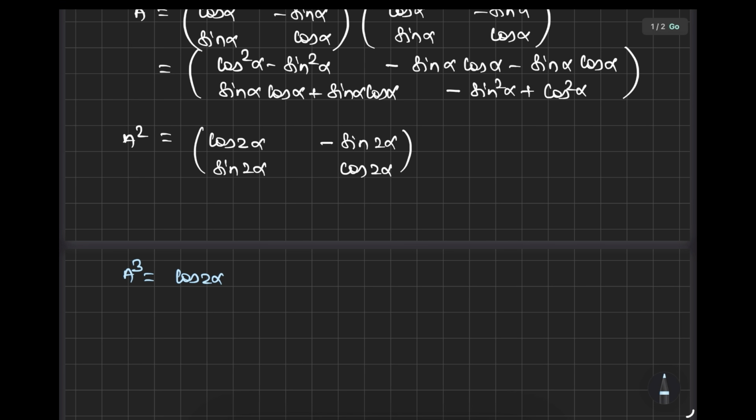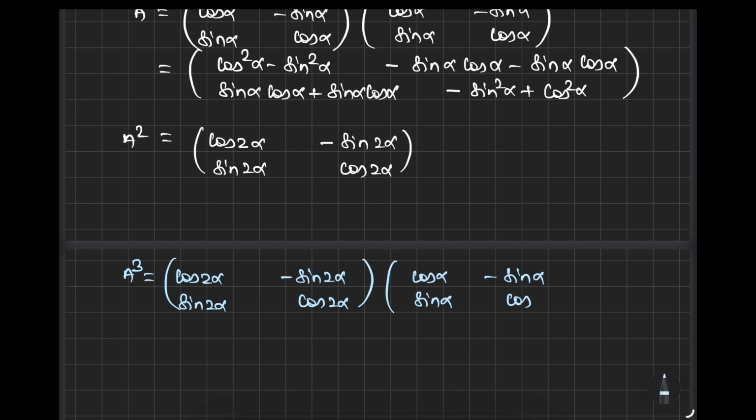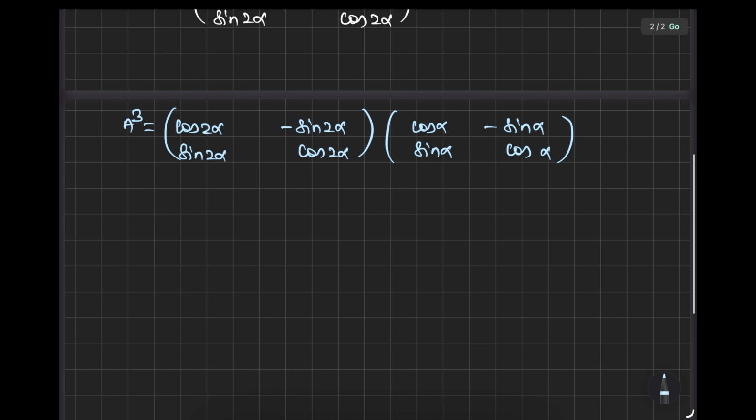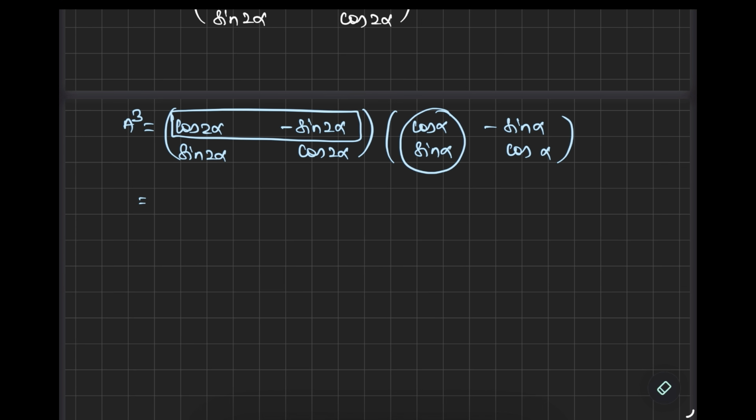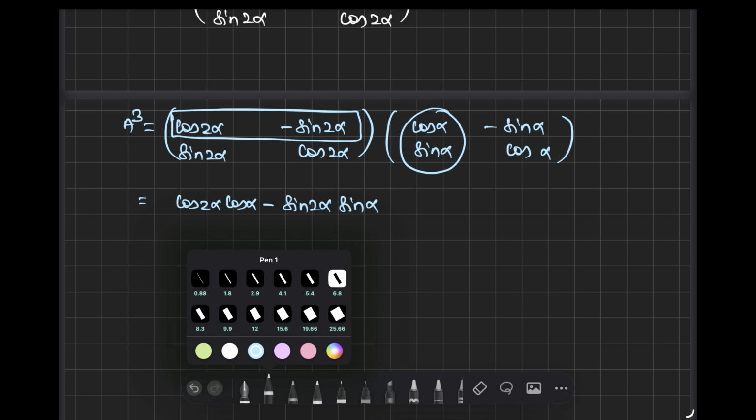Cos 2 alpha, minus sin 2 alpha, sin 2 alpha, cos 2 alpha, then cos alpha, minus sin alpha, sin alpha, cos alpha. Right now you are in learning stage, so you guys can invest this much of time and it is worth it. Now it is a11, means first row will be multiplied with first column and it should be corresponding. So it is cos 2 alpha cos alpha minus sin 2 alpha sin alpha. I hope you guys are getting the pattern.